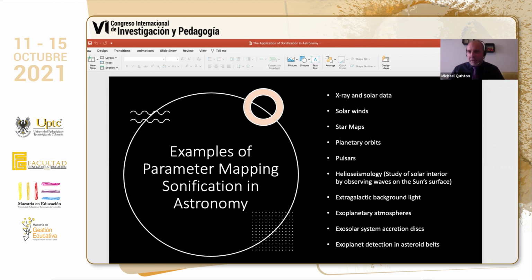So that was one example that was seen in astronomy. Planetary orbits is very interesting. You can actually build a model of the solar system using parameter mapping sonification, and you can rely on the sonified data without having a visual reference to be able to tell the differences between planets.